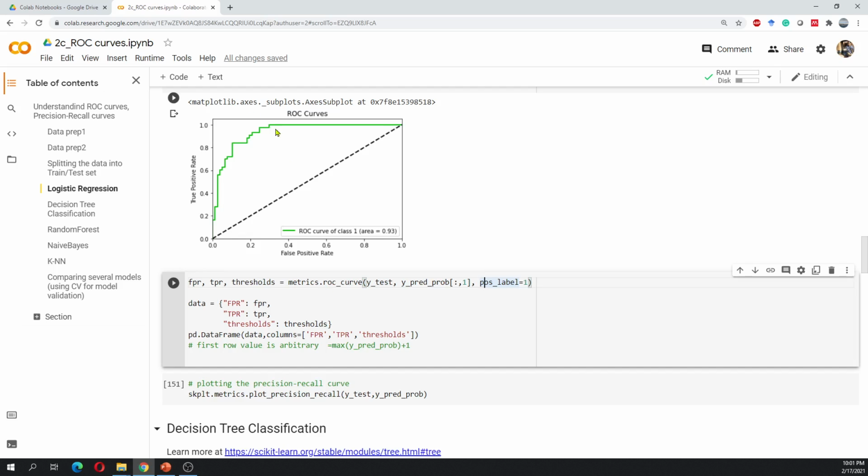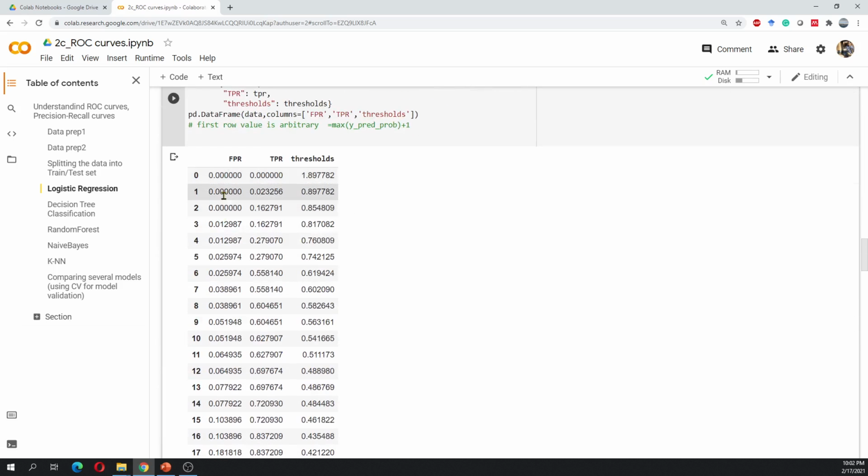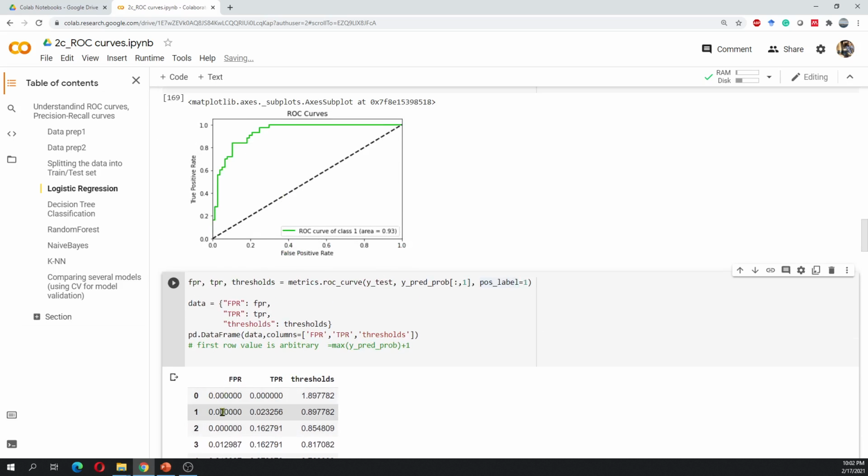Basically, it retrieves all these places where you see we have these little dots, and I'm just putting everything in a data frame, nice and easy, so that we can take a look at it. And the first row, ignore it, that's arbitrary, but these are basically the values we see on this plot. So a false positive rate of 0, we get a true positive rate of 0.02, that's this point. That's at the threshold of 0.89.